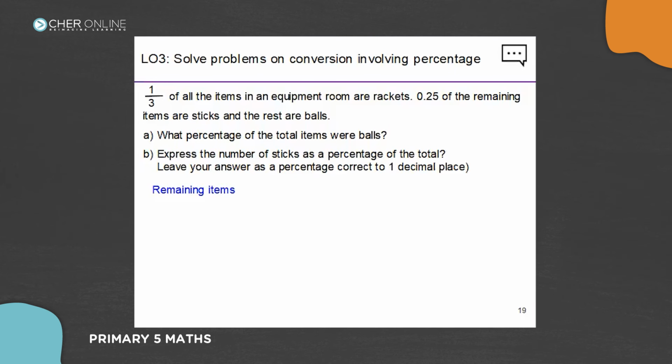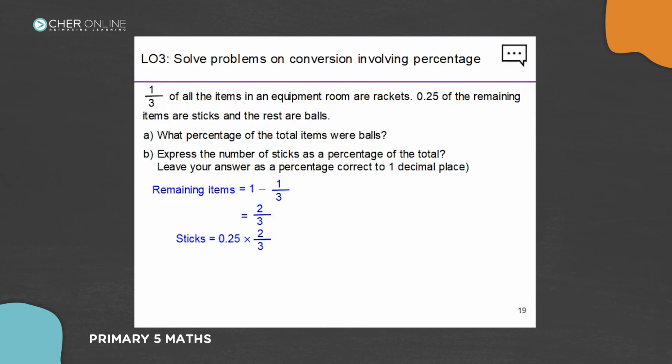1/3 of the items are rackets. All right, so that means the remaining items will be 2 out of 3. Is that clear? So from there, 0.25 of the remaining items means I will need to take 0.25 of 2/3. Okay, now there are various methods to deal with the remainder.